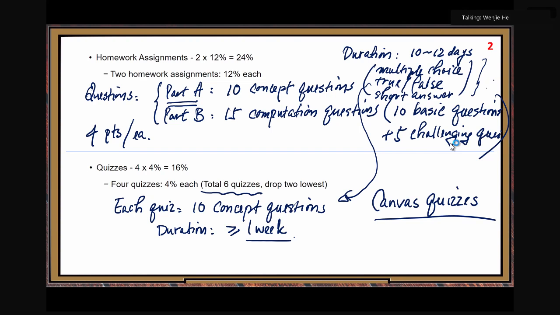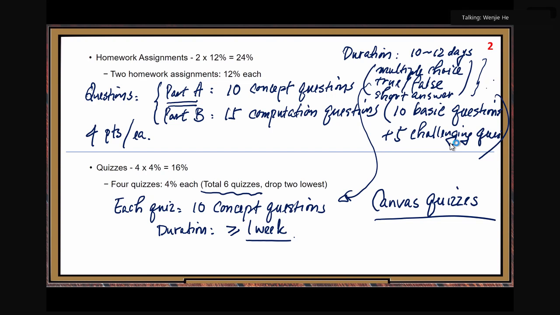Okay, so the starting time of each quiz is 12 a.m. on Friday. You will see it. The deadline is the last minute of next Sunday. So more than 1 week, 2 days plus 1 week. So then the end of next Sunday. So that's the typical duration of each quiz. So you should have plenty of time.